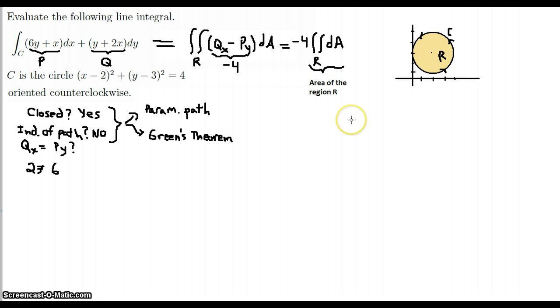But it's a circle of radius 2. So the area of that region is pi r squared, which is going to be 4 pi. The radius is 2. It's a circle. Pi r squared is the area. So we get 4 pi for that. Then we can answer the question and say that the value of that line integral is going to be negative 16 pi. And yeah, that's your answer.